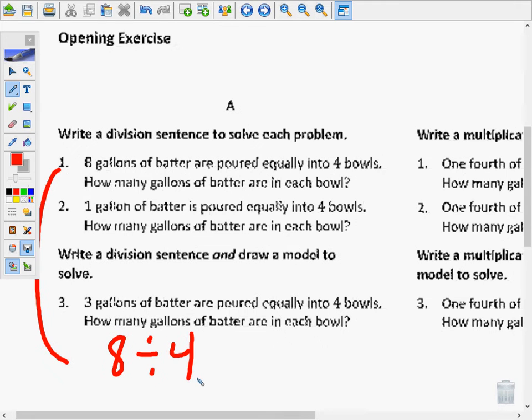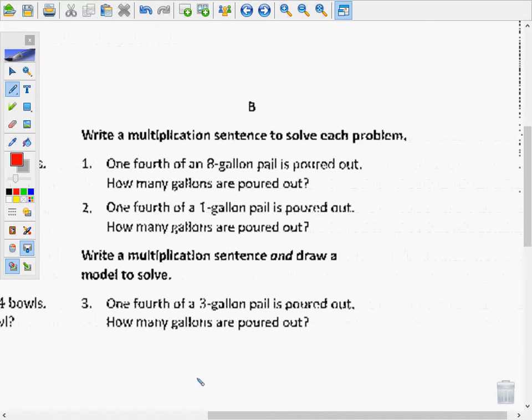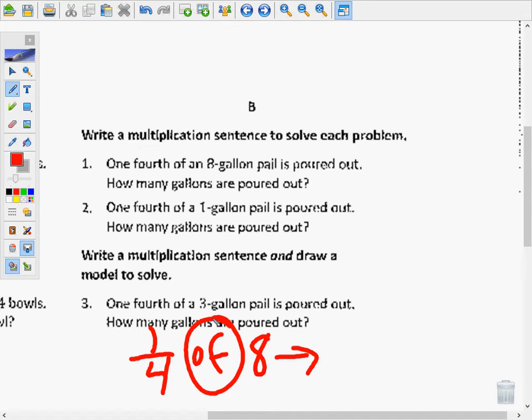Now, if you look at column B, number 1 states 1/4 of a gallon pail is poured out. How many gallons are poured out? The direction states write a multiplication sentence to solve each problem. So how could I write a multiplication sentence for this? Well, we could represent 1/4 as a fraction of an 8-gallon pail is poured out. So if you remember in 5th grade, we talked about the term "of." We can replace it with multiplication. So I'm going to rewrite this as 1/4 times 8/1.